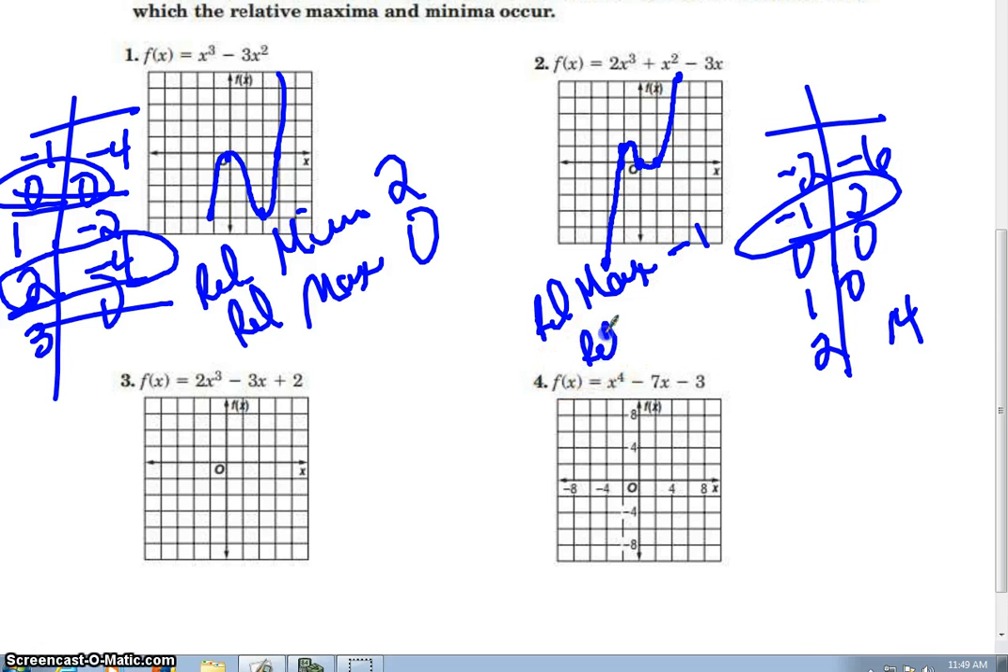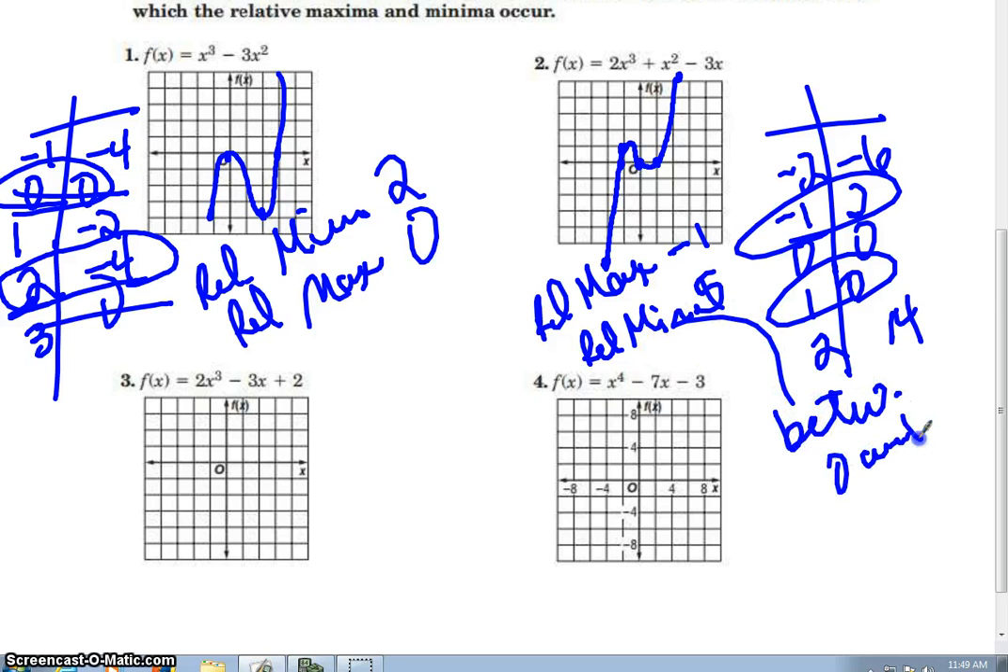And then you have a relative min at probably 1. It's not really going to be 1. It's not going to be 0. It's got to be between 0 and 1. So could we say 0.5? Or you might want to say between 0 and 1. That'd probably be your best answer on that. So relative max at negative 1 and relative min between 0 and 1.